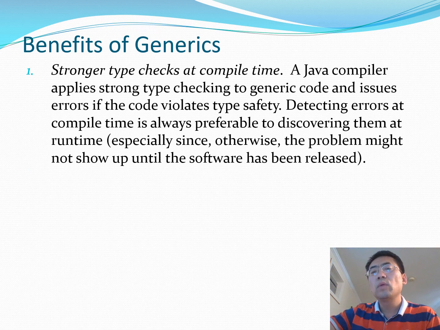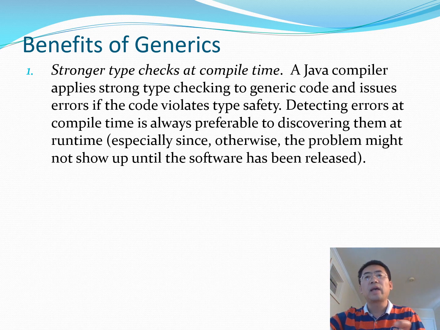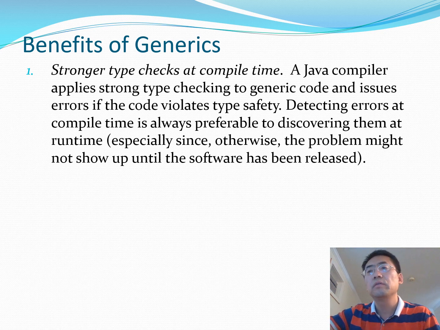Okay. So what are some of the benefits of generics? The first one is obviously we get stronger type checks at compile time. If you use the raw type, the compiler is not helpful to check the types for you. But with generics, the compiler knows exactly what data type these items are before you add or when you read. So you get support from the compiler. Getting support from the compiler is always better than relying on the runtime environment to check the types.